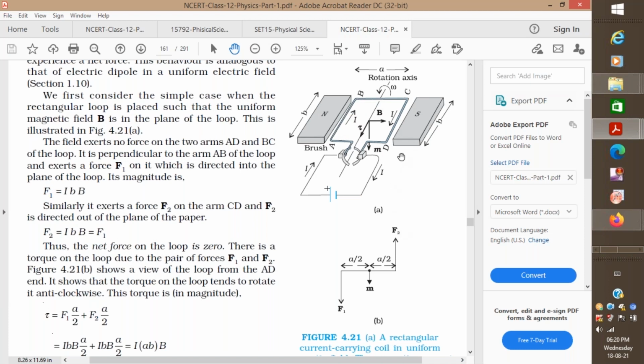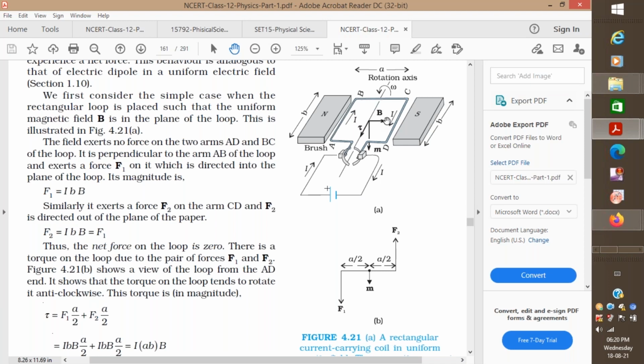Similarly, if you apply the right hand thumb rule for the CD part of the loop, the CD arm, you will see the direction of the magnetic force on this arm CD will be upward. If somebody doesn't know what the right hand thumb rule is, you can go through various YouTube videos, and images are there on the internet.